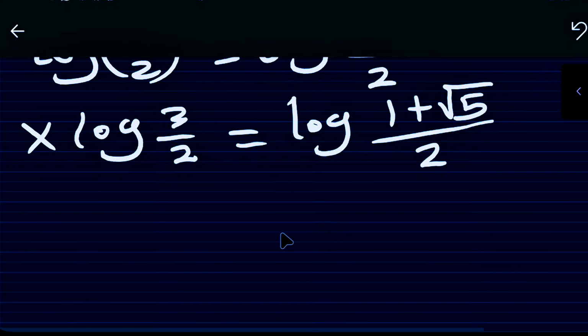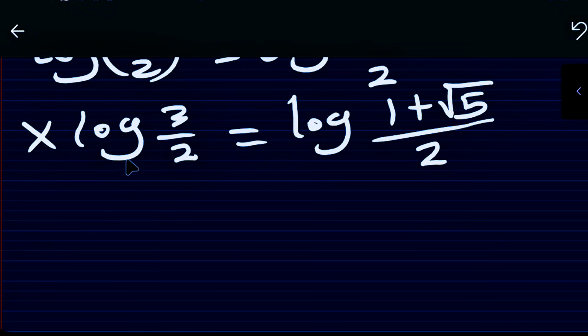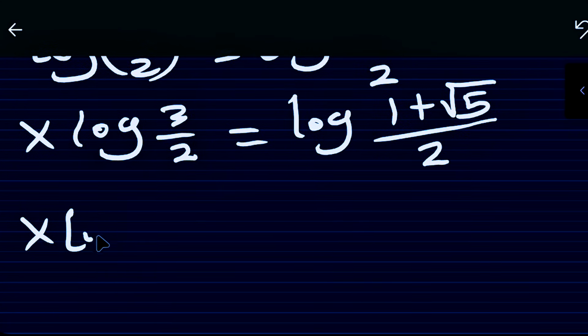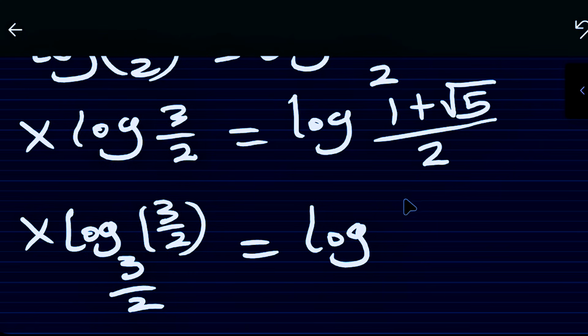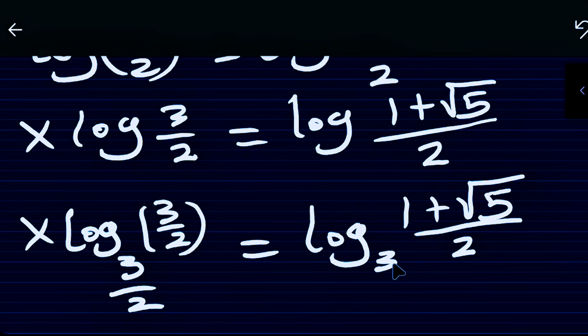Okay, so the next thing we are going to do is to take log of base 3 divided by 2 in both sides. So what do I mean? We are going to have x log (3 divided by 2), let's put this in parentheses, then base 3 divided by 2. Then this equals log of (1 plus square root of 5) divided by 2, then base 3 divided by 2. We have applied log base 3 divided by 2 in both sides.